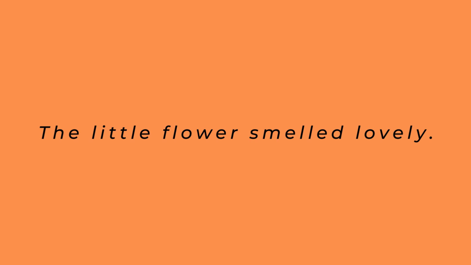Now we'll ask ourselves our next question. Is the subject being described by another word that follows our verb? Is lovely describing flower? Yes. So we know we have a predicate adjective, and smelled is our linking verb. So we can label our verb with the little L, VL, for a linking verb, and then we will label lovely with a PA for predicate adjective.